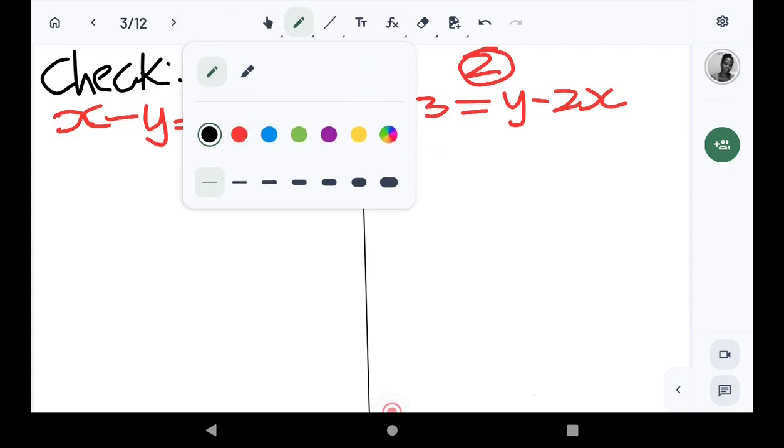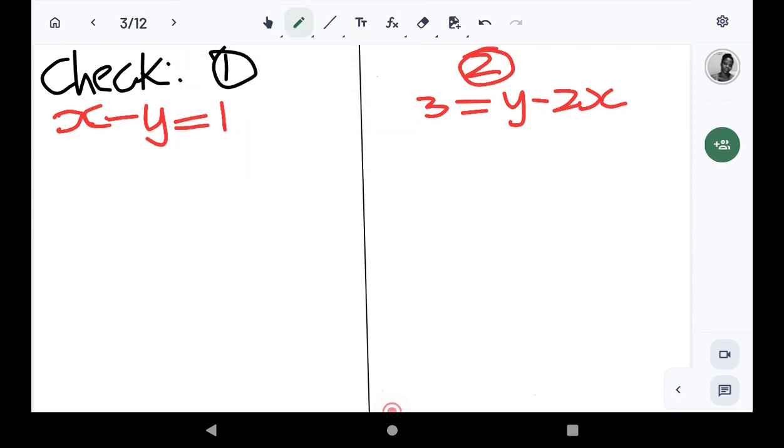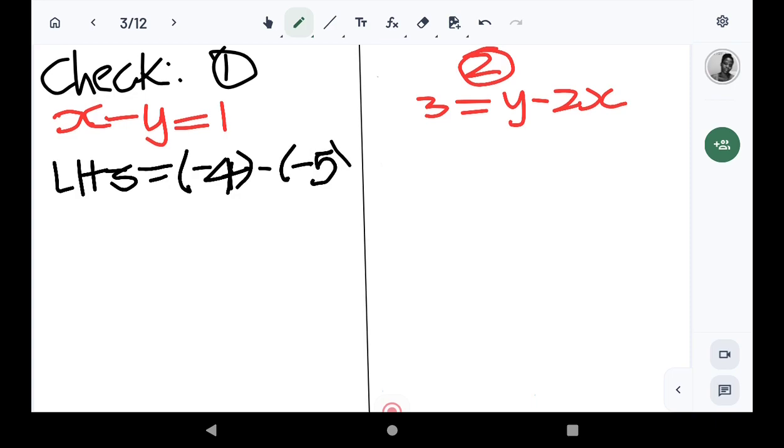Now what you do is you check. You go to the left hand side and you substitute. Remember, our x equals negative 4 and our y equals negative 5. So for x you put negative 4, then for y you put negative 5. That's the left hand side, just the left hand side only. That is equal to minus 4.